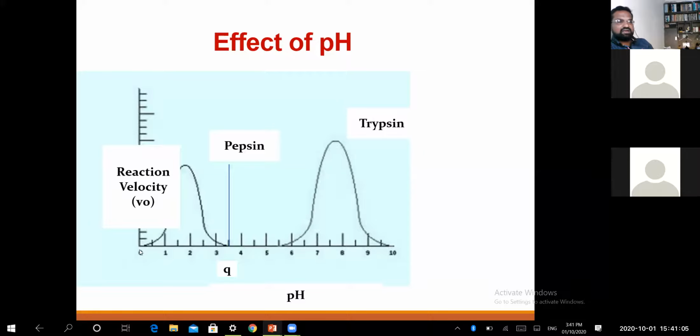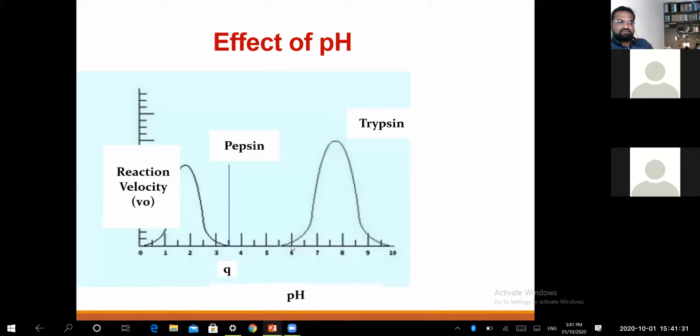For pepsin, starting from zero, the activity starts increasing up to a pH of about 2, and after that, if the pH further increases, the activity starts degrading. At pH 3.5, the pepsin is totally disintegrated. There will be damage to the enzyme molecule and activity is permanently lost.